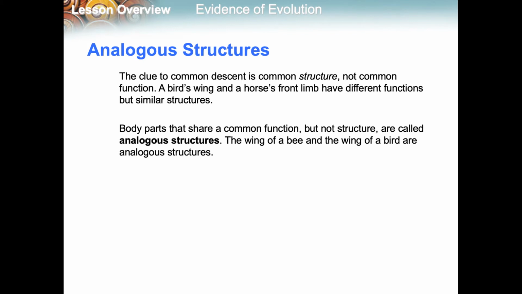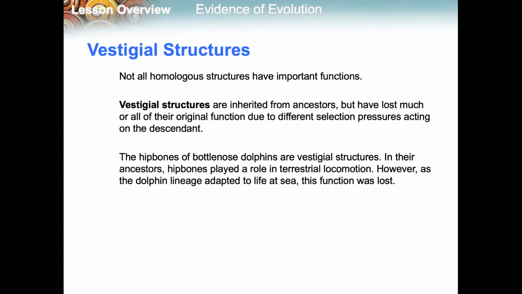The wing of a bird has hollow bones. The wing of a bee has no bones. Just picture a bird's wings on a bee. It would sink down because it's too heavy. You can't lift it. Now, not all homologous structures have important functions. There are vestigial structures, which are inherited from ancestors but have lost much of their original function. We have many as humans, and I'm going to show you a couple in just a minute. We've lost them due to different selection pressures, different things that have influenced us.